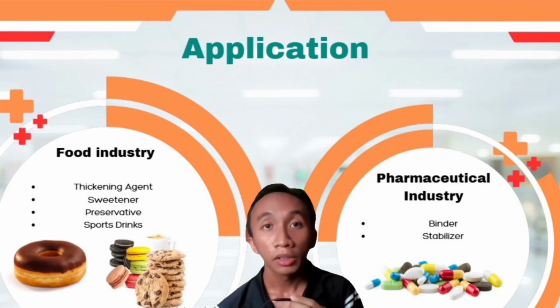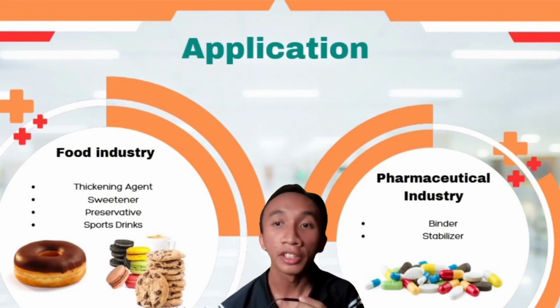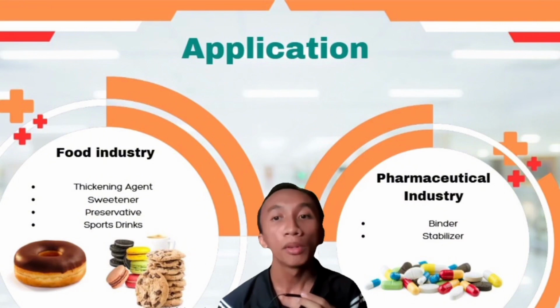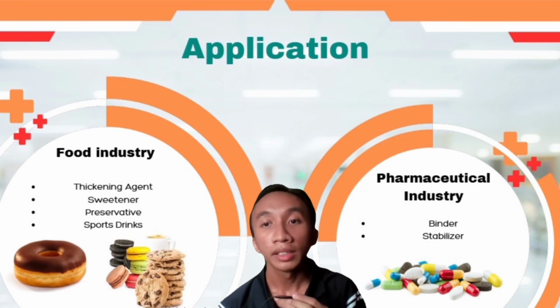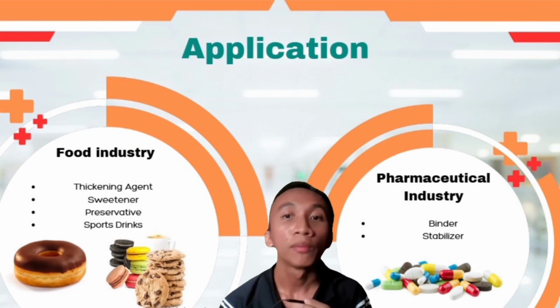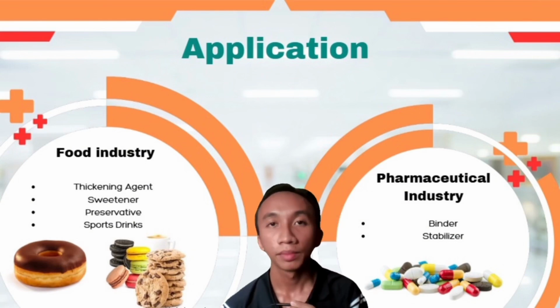Surprisingly, maltodextrin is also used in sports drinks. Athletes rely on maltodextrin in energy drinks for its rapid digestion, providing an instant boost of glucose. These properties make maltodextrin indispensable in creating products with perfect texture, taste, and shelf stability.